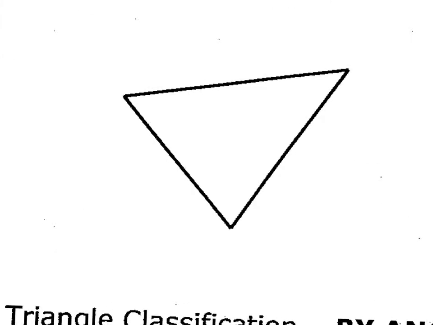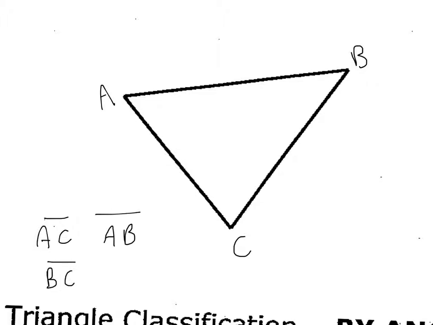Okay, so just so you remember the parts of a triangle, you have points A, B, and C. So AC, AB, and BC are all the sides of your triangle, and points A, B, and C are your vertices, or your points on the triangle. Make sure that you know there are three sides and three vertices that go with your triangle.